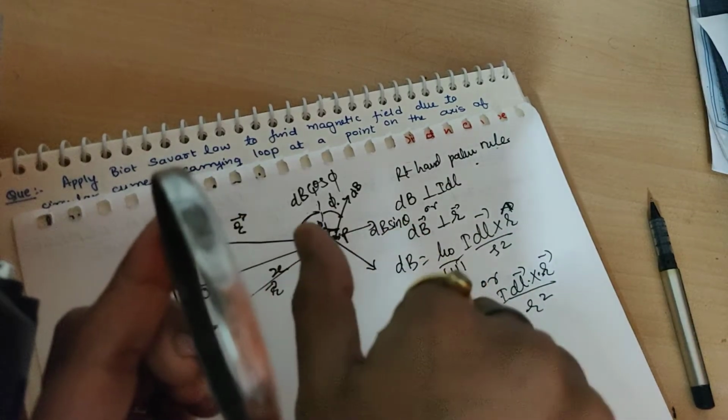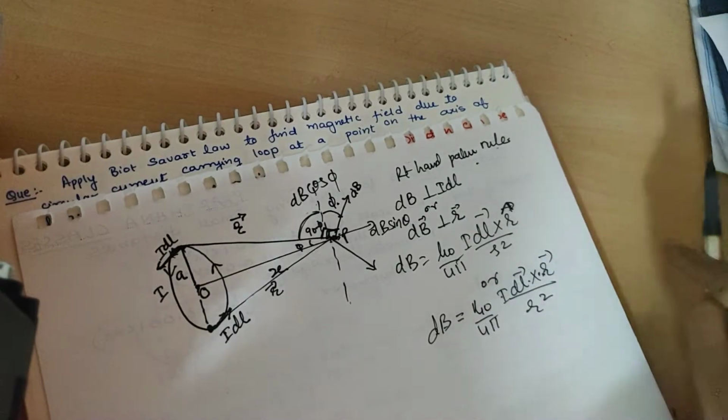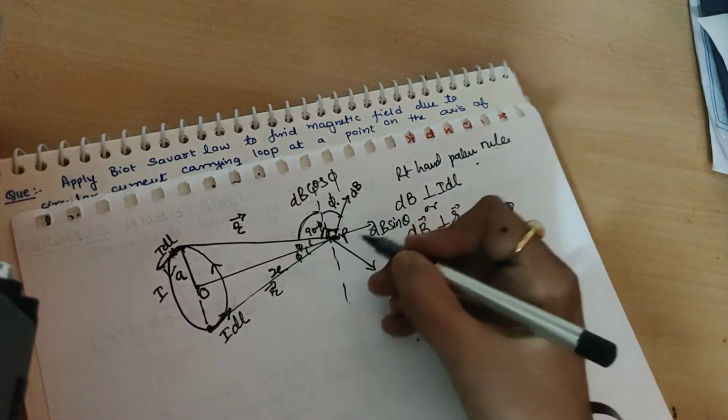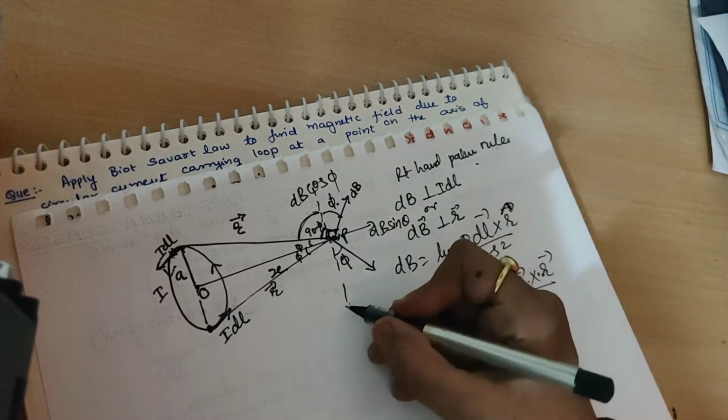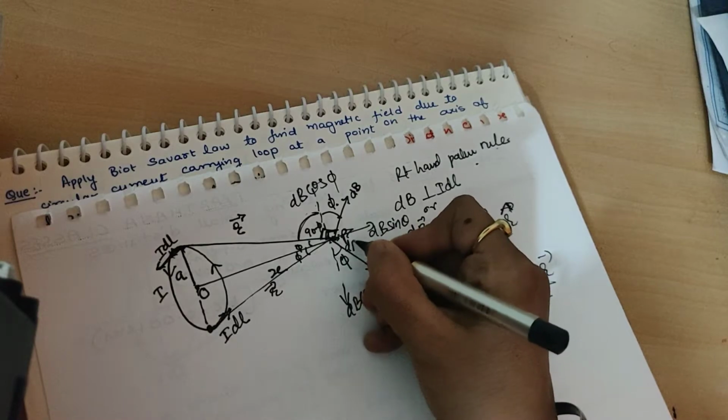So it would be in this direction. Fine. So the magnetic field would be in this direction. Again, due to symmetry, if this angle is phi, this angle is also phi. So this would be dB cos phi and this would be dB sin phi.